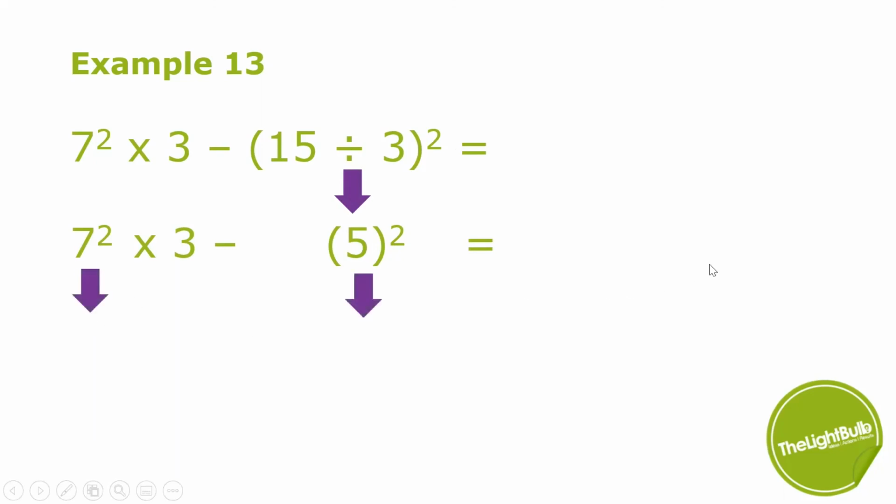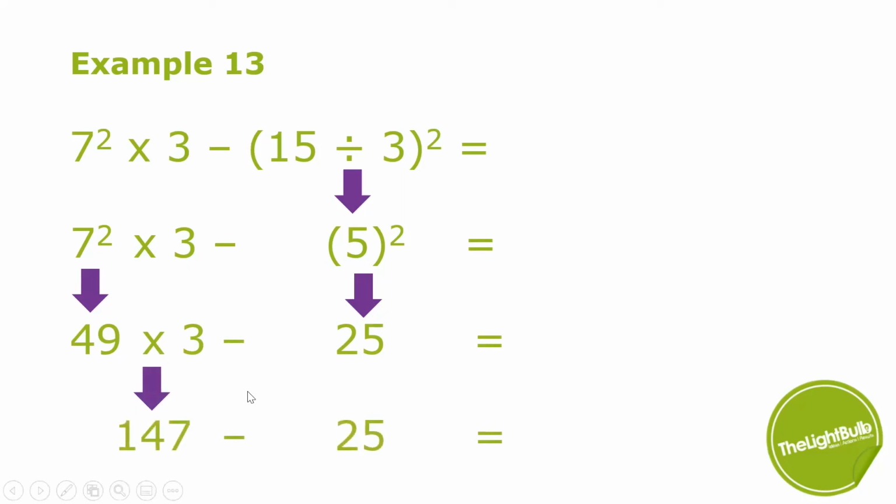So you can do these at the same time, or one by one. So 7 squared is 49, 5 squared is 25. Rewrite the sum beneath. 49 times 3 minus 25 leaves us with a choice of 2 operations next, which is multiply or subtract. It is, of course, multiply. So 49 times 3 is 147, minus the 25 gives us an answer of 122.